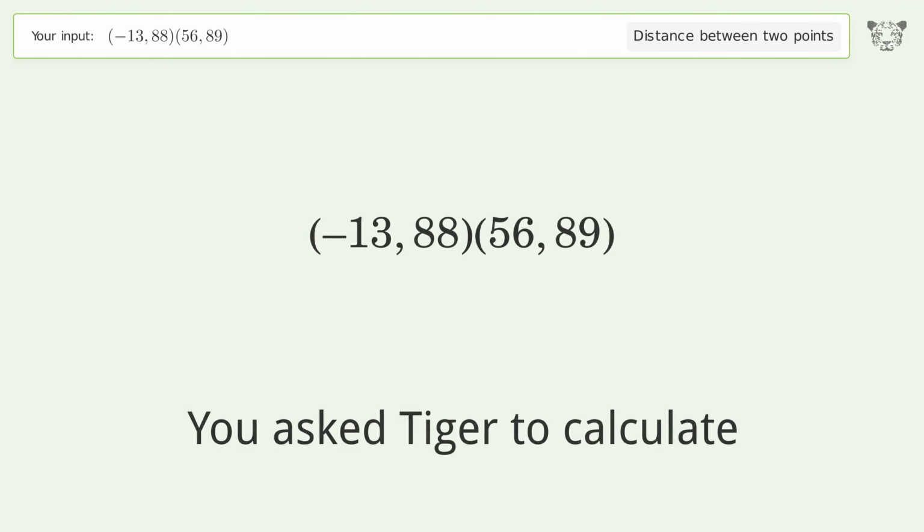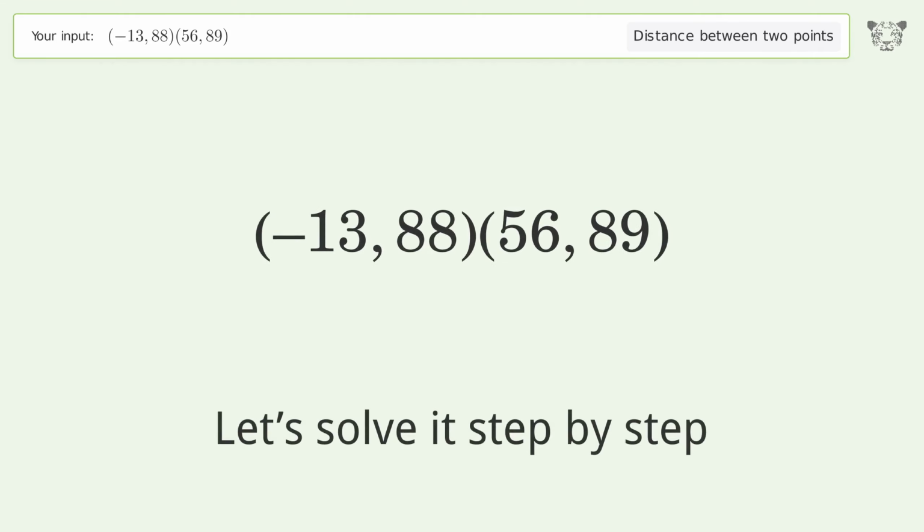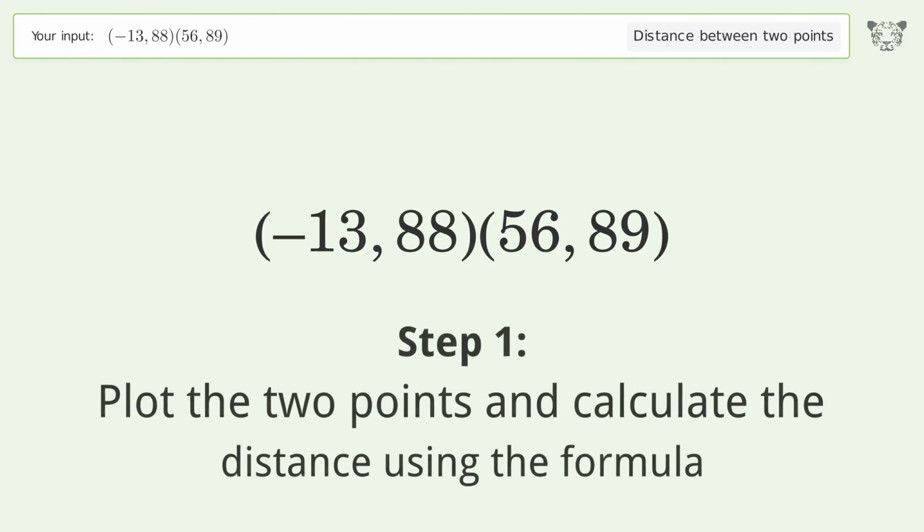You ask Tiger to calculate. This deals with the distance between 2 points. The distance between the 2 points is the square root of 4,762, or 69.007. Let's solve it step by step. Plot the 2 points and calculate the distance using the formula.